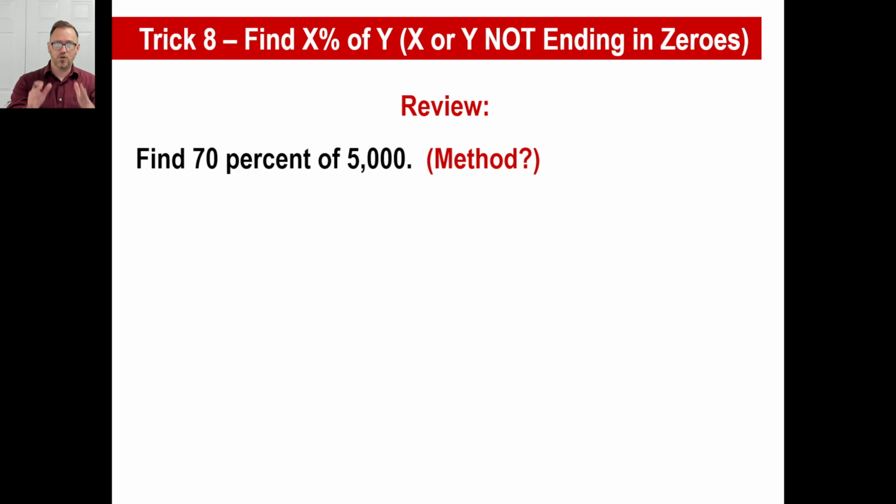Okay, our new trick is finding X% of Y. Last week we did find X% of Y with zeros. This time we're going to do it not zeros. This is really crazy how this works, and you're going to like this. All right, let's go back to the old method.